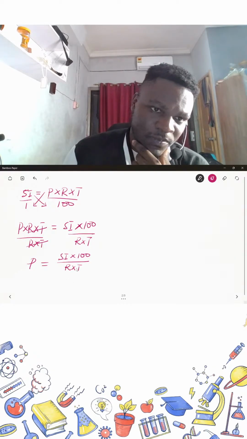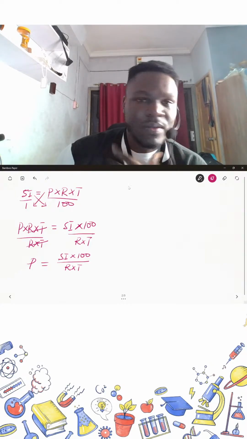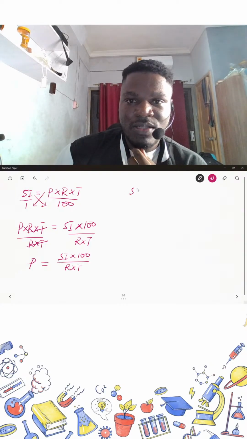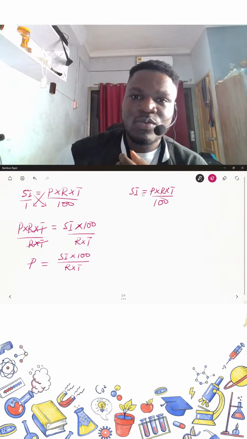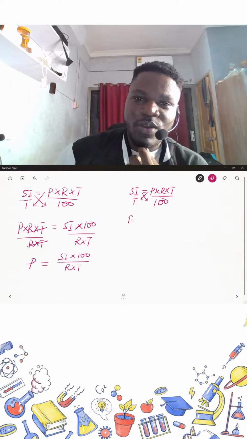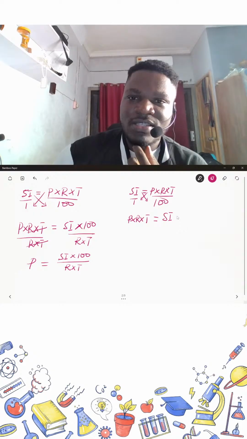Then we'll have our principal to be equal to the interest multiplied by 100 divided by the rate multiplied by the time. Now, the same way, if we were to find the time, okay, or the rate, so we have simple interest equals principal times rate times time all over 100. And then we are to find the rate. We'll do the exact same thing. We'll still cross multiply. Okay, so if we do that, we have principal multiplied by the rate multiplied by the time, and that will be equal to the interest multiplied by 100.